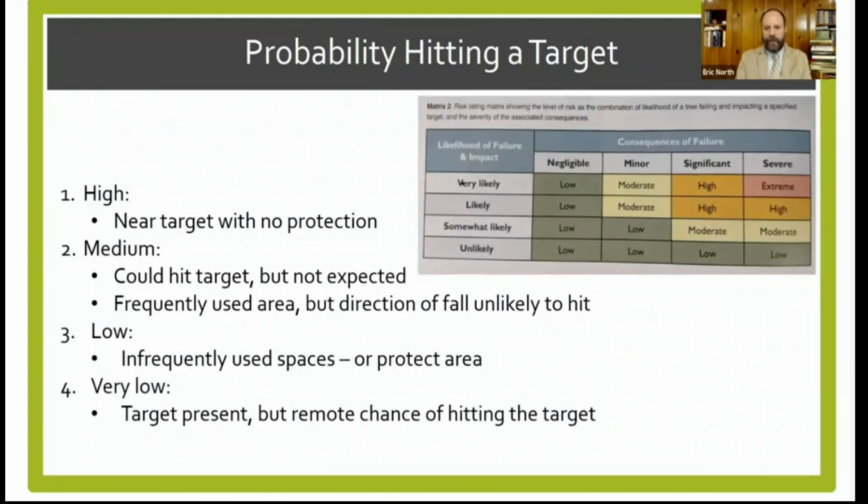So you would look at very low, likely, and you use this in combination with the other matrix presented earlier so that you can make a decision. Again, this is part of that systematic process of evaluating trees.